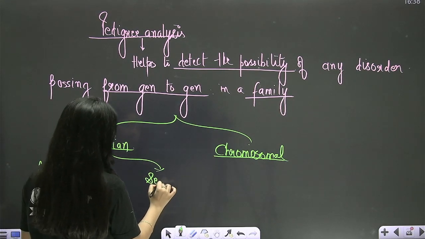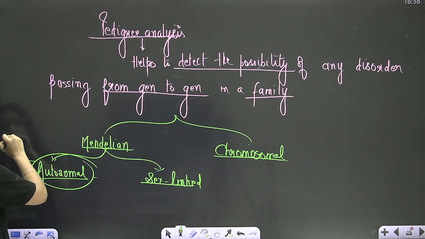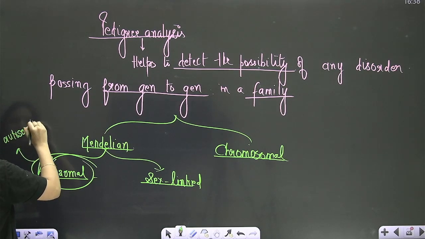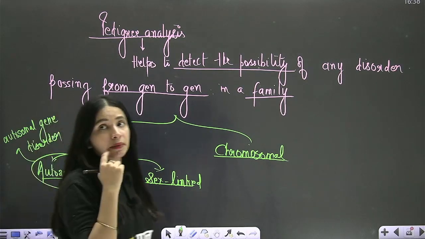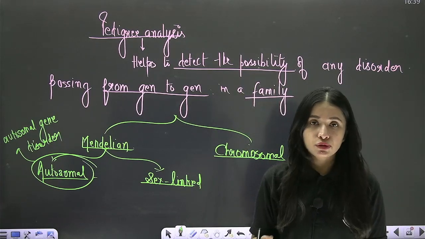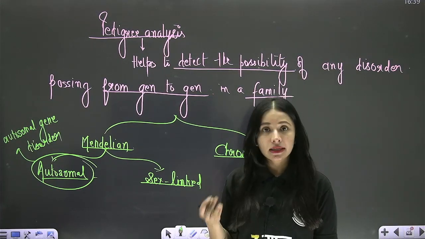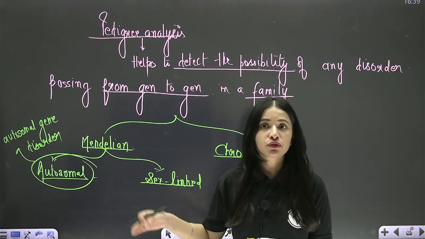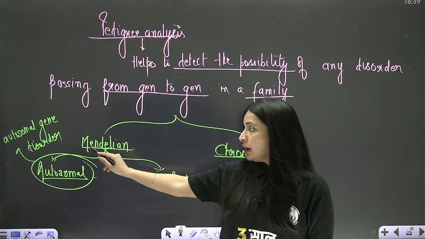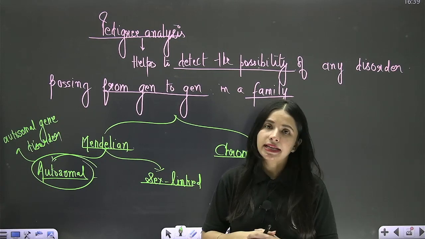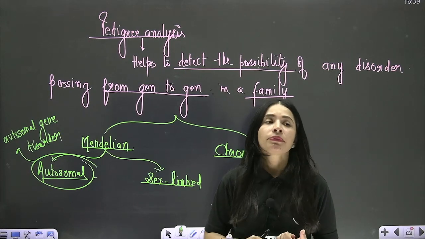autosomal and sex linked. Autosomal basically means when the disorder is present on an autosomal gene, right? And sex linked means when the disorder is present on a sex chromosome, like hemophilia and color blindness, which are sex linked recessive disorders, whereas phenylketonuria, sickle cell anemia, thalassemia, cystic fibrosis, and myotonic dystrophy are all autosomal disorders, may be dominant, may be recessive, right? Clear? In chromosomal disorders, you have Turner syndrome, Klinefelter syndrome, and Down syndrome.